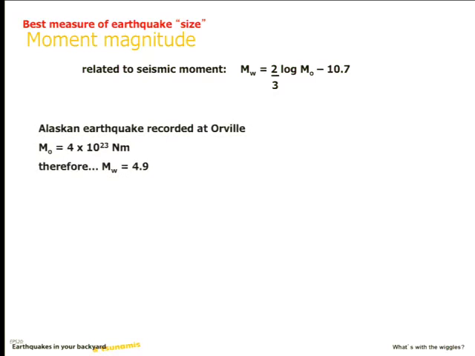In the case of the Alaskan earthquake measured at Orville, the total seismic moment was 4 times 10 to the 23. Plug that into here, you get a moment magnitude of 4.9. So seismologists would report this event as being a magnitude 4.9, as opposed to a body wave magnitude of 5.3 or a surface wave magnitude of 5.0.